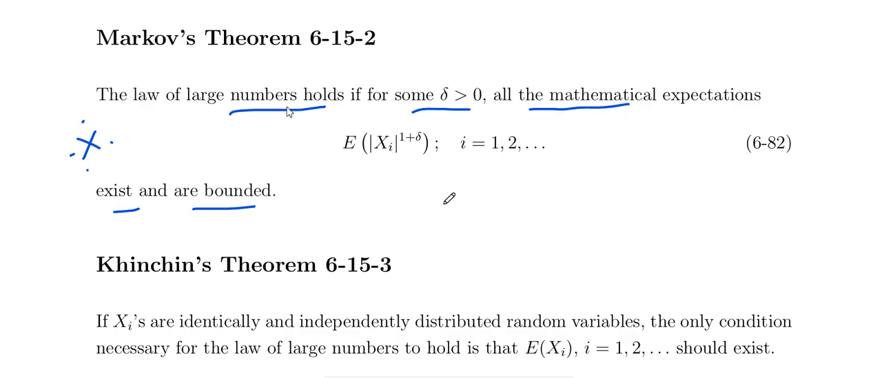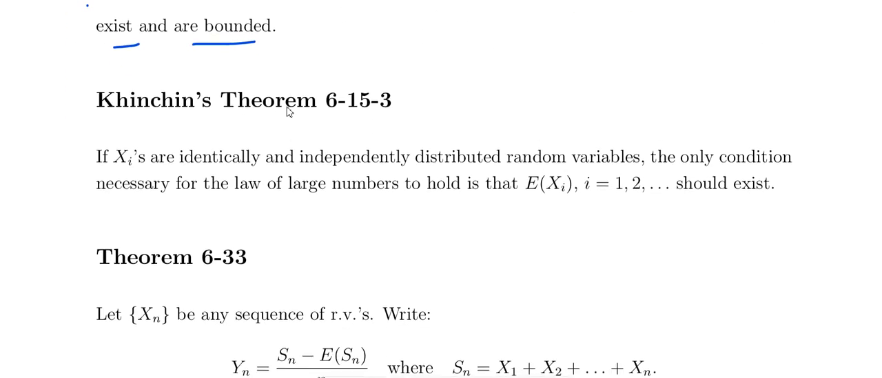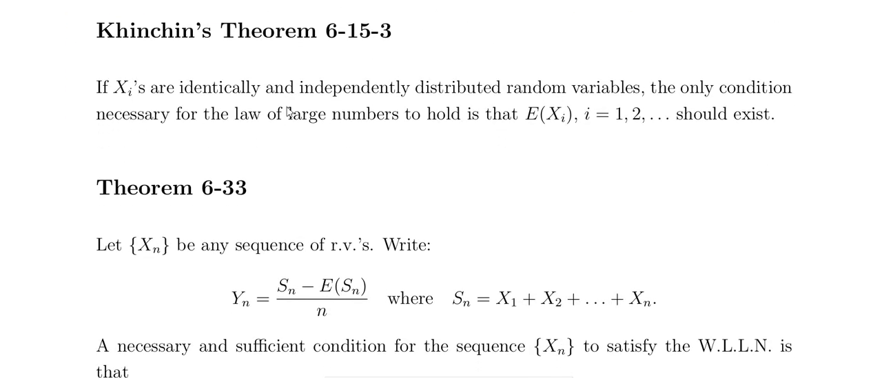Khinchin's theorem says that the xi's are independent identically distributed random variables, x1, x2, ..., xn. The only condition necessary for the law of large numbers to hold is that E of xi should exist. That is called Khinchin's theorem. You can get a statement like this.